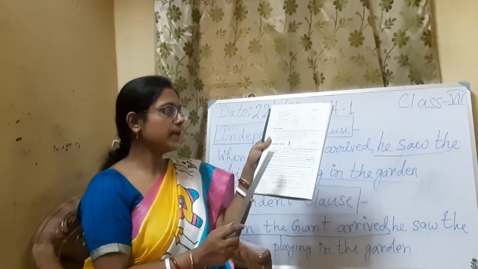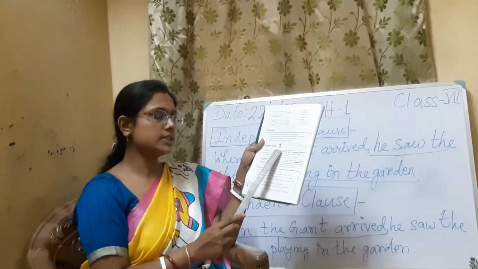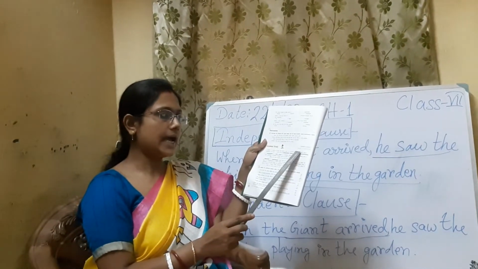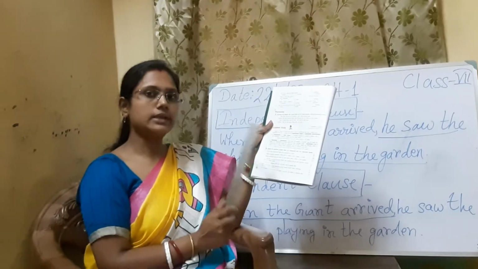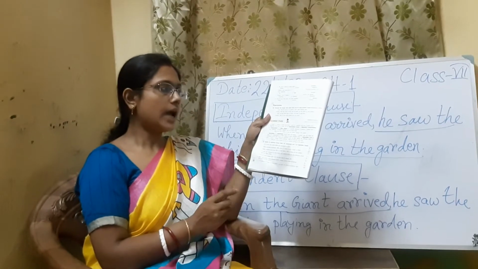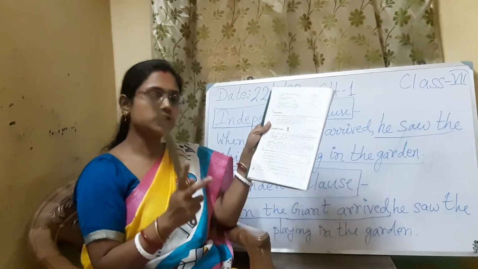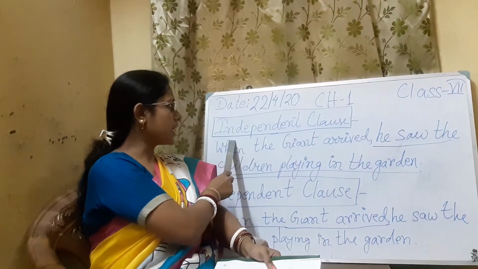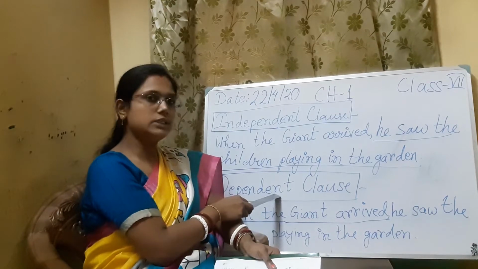Okay. Now let me explain. You know that a clause is a group of words that forms a part of a sentence and has a subject and predicate of its own. In a clause, there is a subject and there is a predicate, and it is forming a part of a sentence. Now, a clause can be of 2 types. Look at the board. It can be an independent clause. It may be a dependent clause.